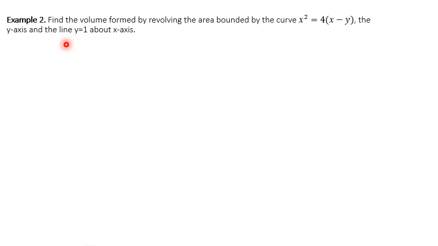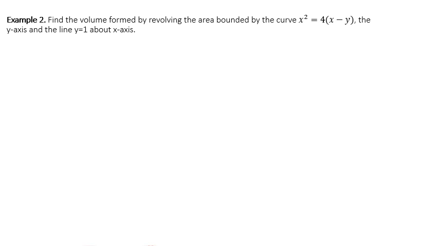Let's move on to example number 2. Problem number 2 is all about finding the volume formed by revolving the area bounded by the curve x squared is equal to 4 quantity x minus y, the y-axis, and the line y is equal to 1, and it will be revolved about the x-axis. So the first thing that you need to do is to know the details of your graph.